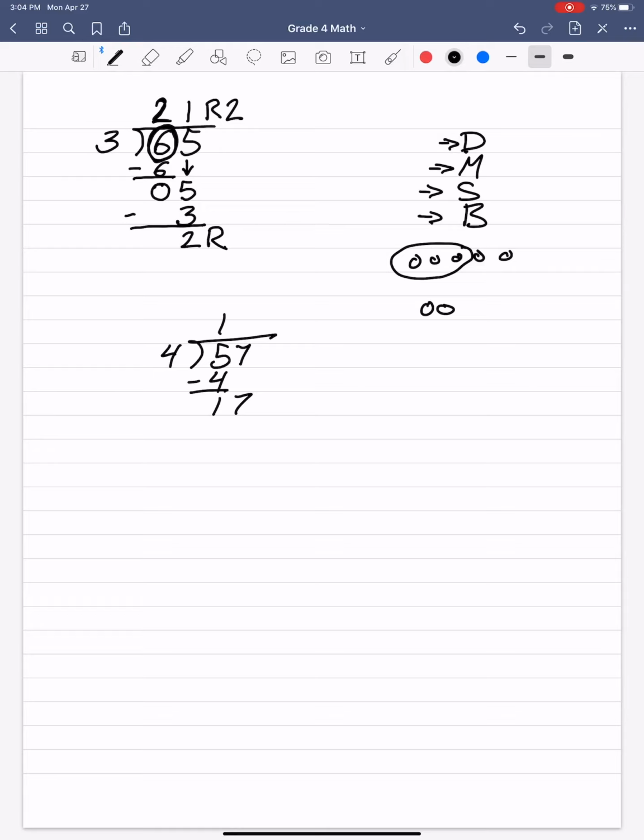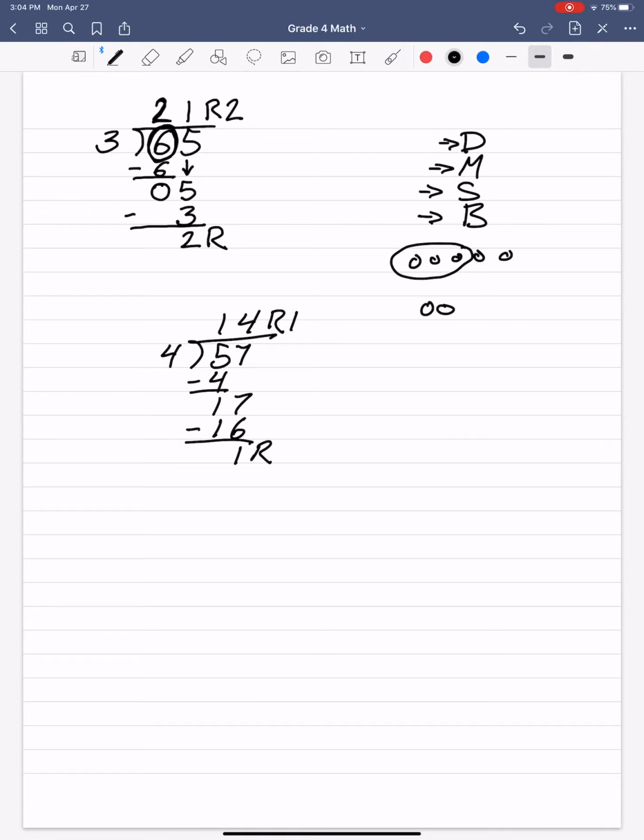17 divided by 4 is 4. 4 times 4 is 16. 17 minus 16 is 1. I have nothing left to bring down. I have nothing left to make a group of 4 out of. That is my remainder. So I have 14 with a remainder of 1.